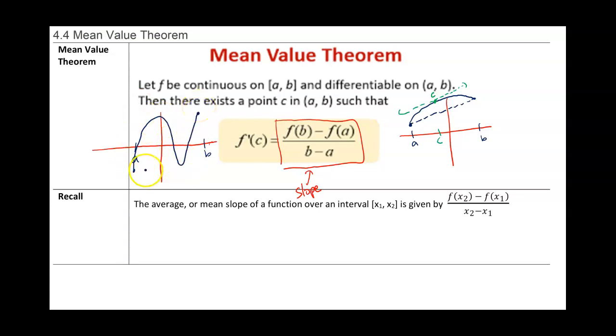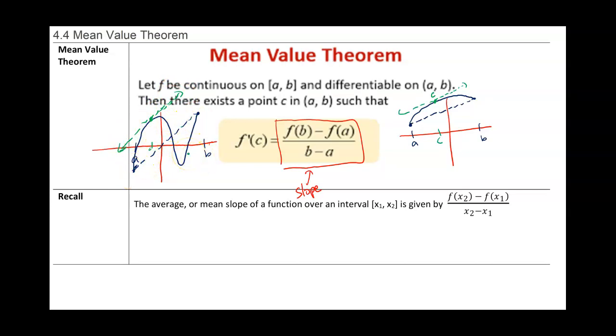So if I want to find the slope in between these 2 points, my slope is going to look like this. If I just connect these 2 points, this is the average rate of change, or the slope in between these 2 points. So what the mean value theorem says is that there's going to be at least one point, let's say this is the point c, where the slope of the tangent line at that point, or its first derivative at c, is going to equal the slope in between the points a and b.